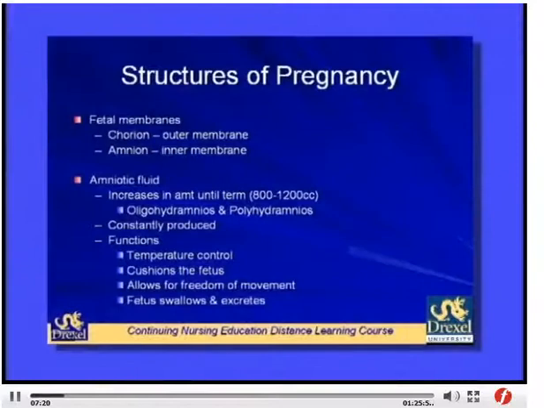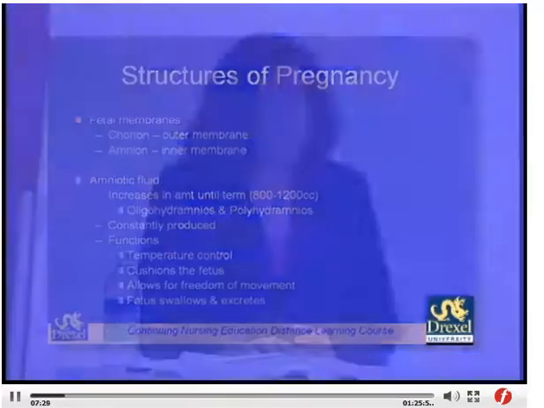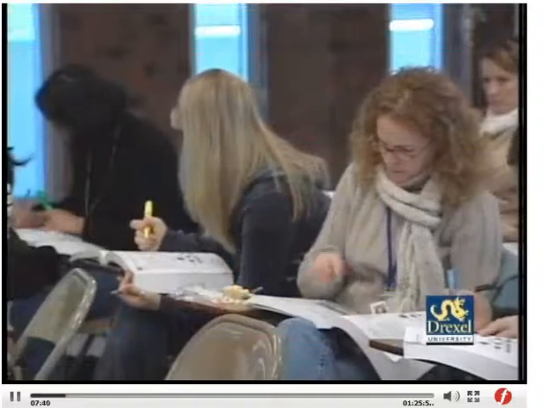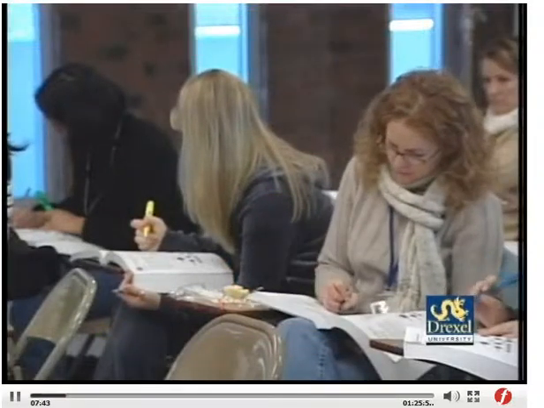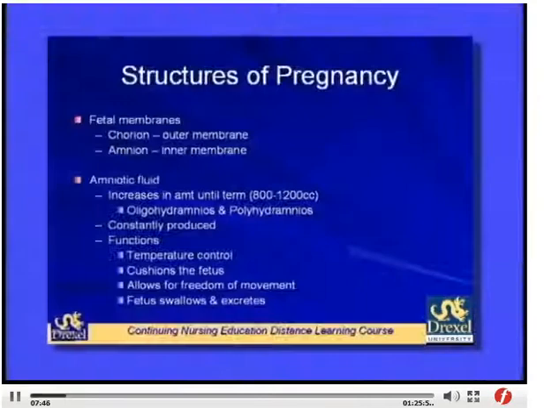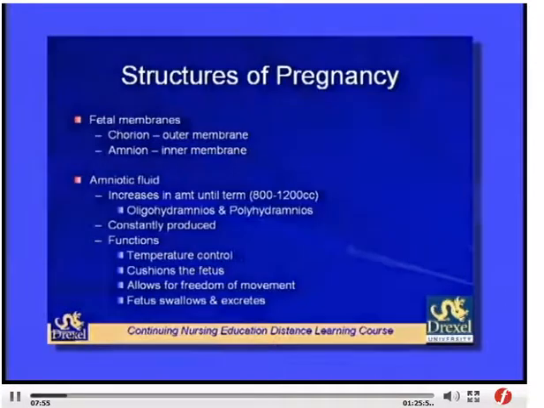The structures of pregnancy include the fetal membranes and the amniotic fluid. The fetal membranes basically consist of two membranes, the chorion and the amnion, the chorion being the outer layer and the amnion being the inner layer. The amniotic fluid basically increases in the amount until term. And you also find that there are disorders, so to speak, of decreased amniotic fluid known as oligohydramnios and increased amniotic fluid known as polyhydramnios. And both of those types of disorders have issues with them. So again, I would encourage you to review those issues.